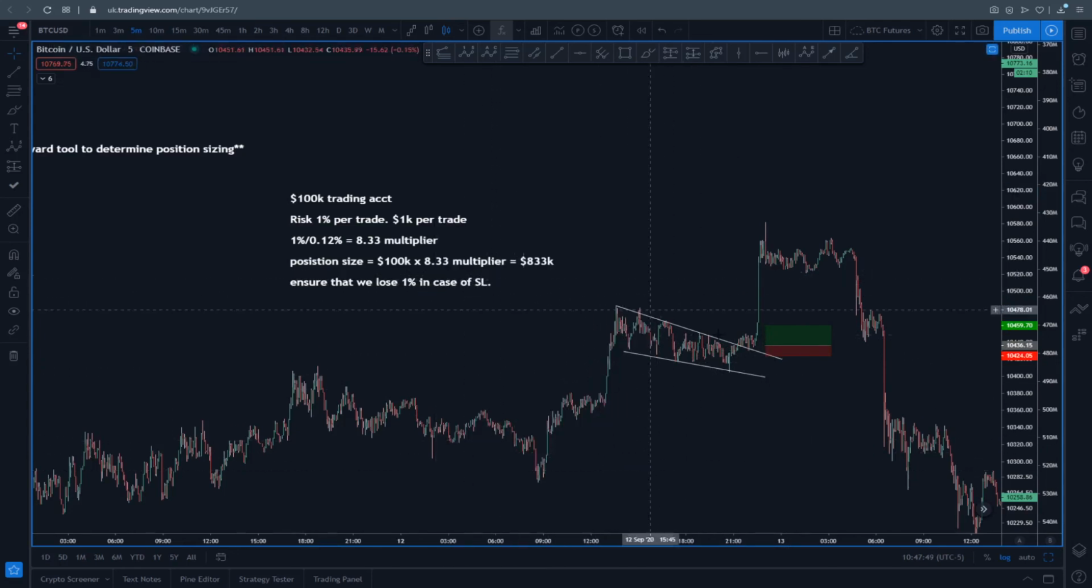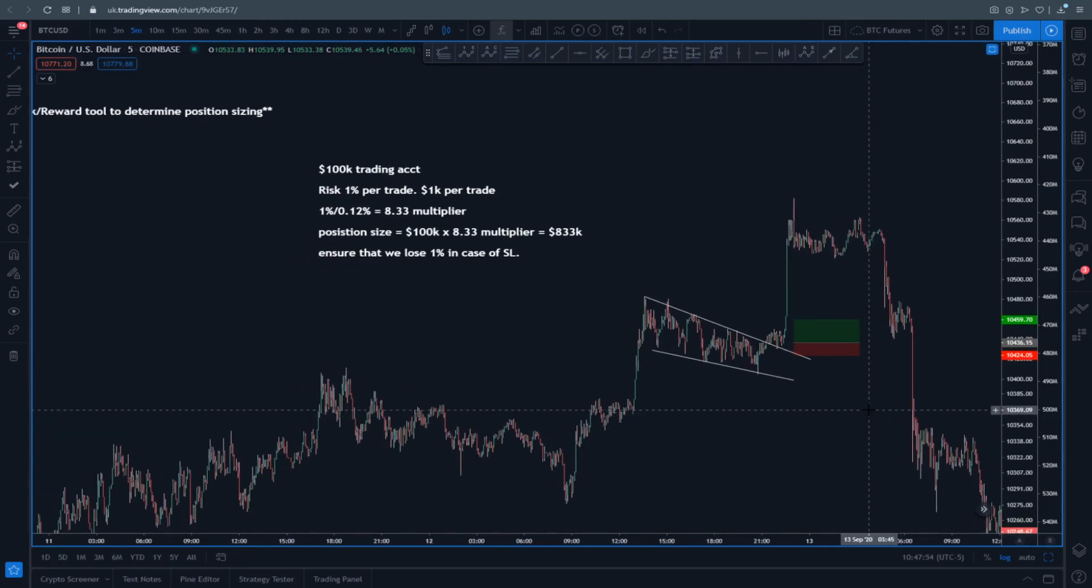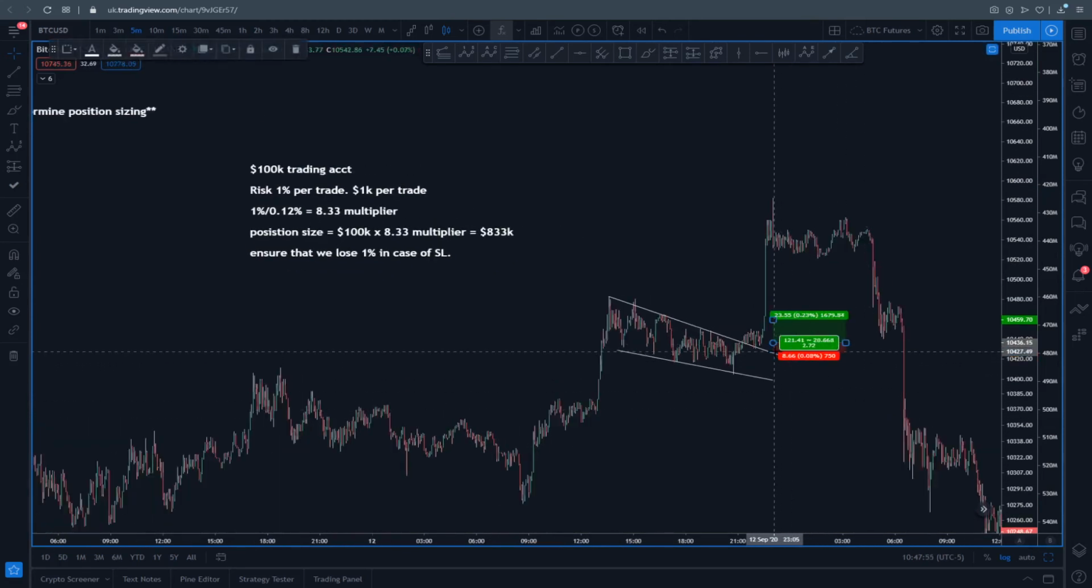So you can see the reasoning behind this, and obviously the closer that you can keep your stop, the bigger the position size that you can use, because the distance between the entry and stop is a lot smaller percentage. So when you divide that percentage by what you're willing to risk, it gives you a bigger multiplier. And so I hope this makes sense.